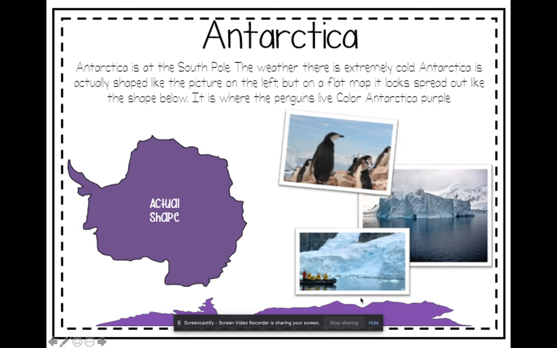Antarctica, remember that was the one down at the bottom of the map. Well, this is actually what it's shaped like. It's not just one big flat spot. It is at the South Pole. The weather there is extremely cold. It's shaped like this, and it is where penguins live. So that was the purple spot on the map. See, this is like the iceberg and all the ice and the penguins, because remember, penguins like the cold weather.